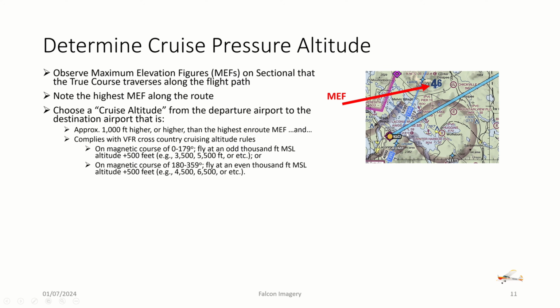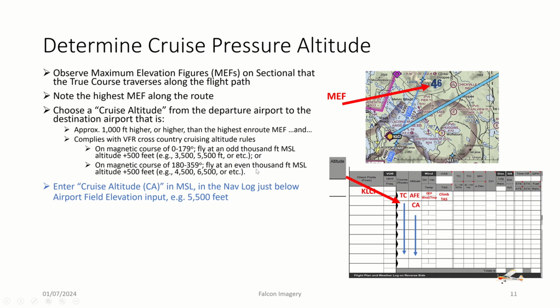In this particular case, heading up to Auburn Lewiston, we're going to be heading on something that's between 0 and 179 for eventually magnetic heading. If you're flying on a magnetic course that is 180 to 359, let's say you're going from this direction toward the southwest, you're going to be flying at an even altitude that's in thousands of feet plus 500. So something like 4,500, 6,500, etc.